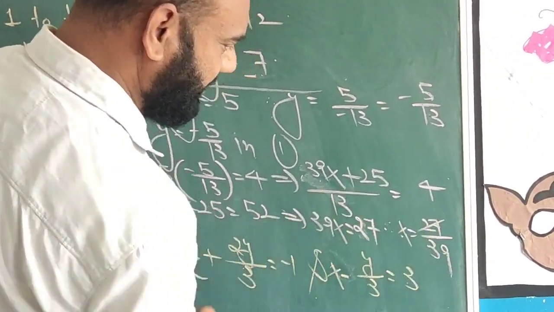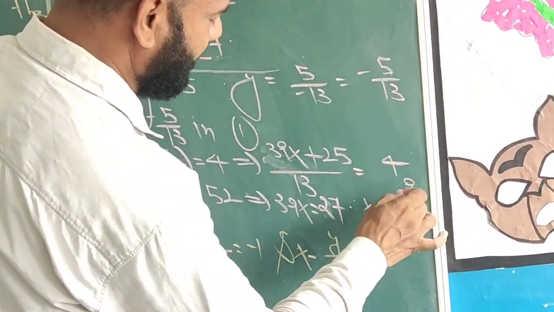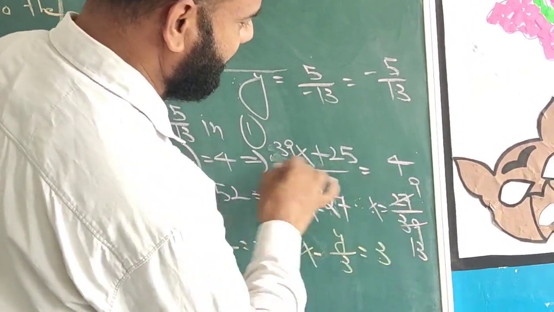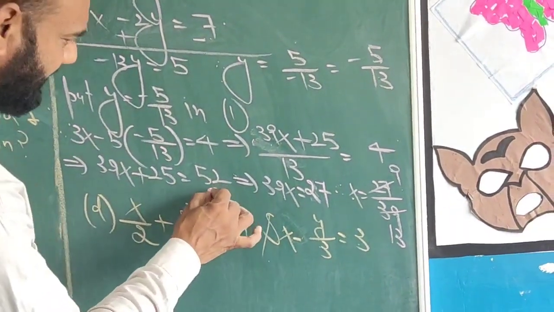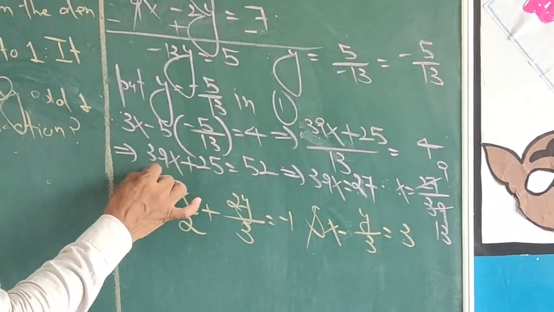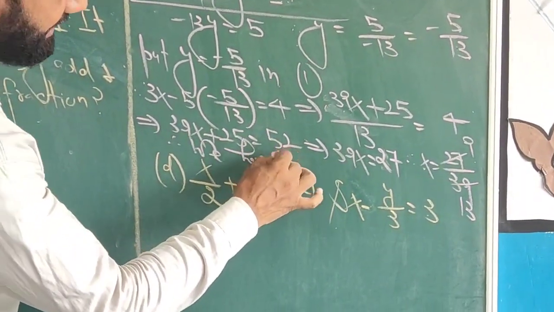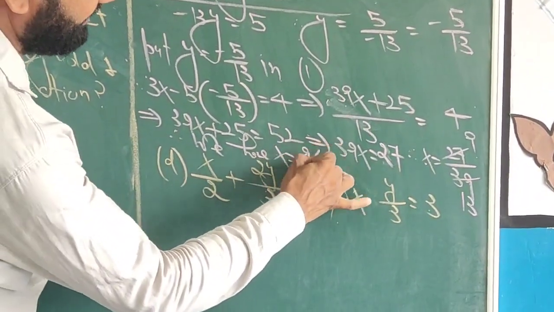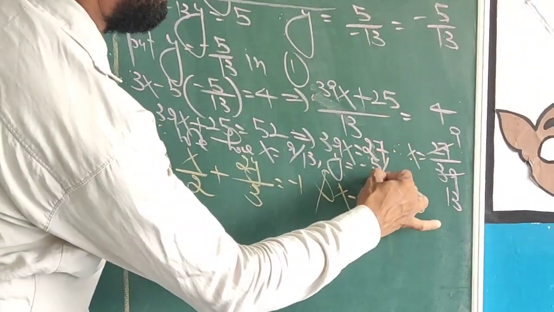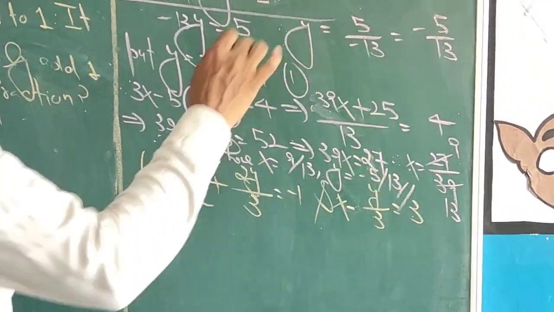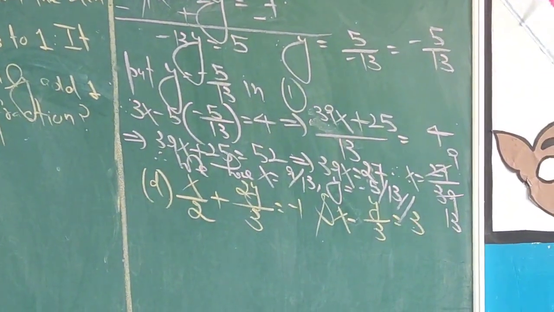This is cut by the table of 3: 9 3s are 27, 13 3s are 39. Therefore we have x is equal to 9 upon 13 and y is equal to minus 5 upon 13. These are the required values of x as well as y.